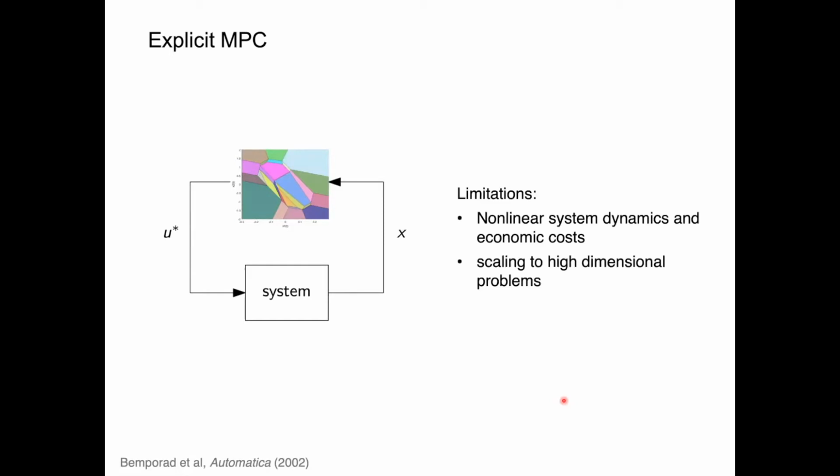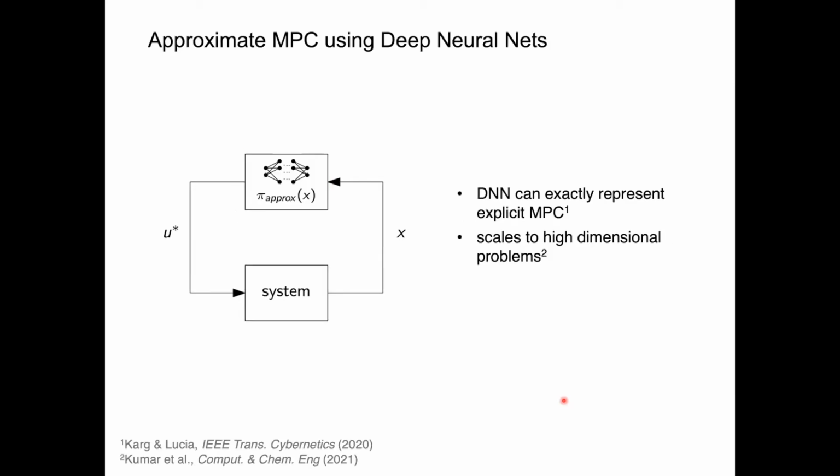However, this approach can quickly become computationally intractable for large systems, and the extension to nonlinear systems with economic objective is not trivial. Recently, there has been an increasing interest to approximate the MPC policy using a suitable function approximator, for example, polynomials, radial basis functions, or deep neural networks. In particular, deep neural networks have recently been shown to exactly represent the explicit MPC law for linear systems and quadratic cost, and it has also been shown to scale to high dimensional systems.